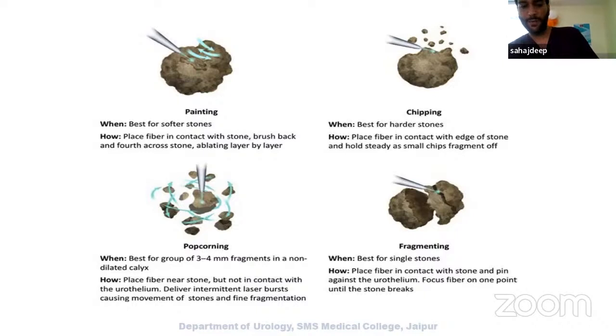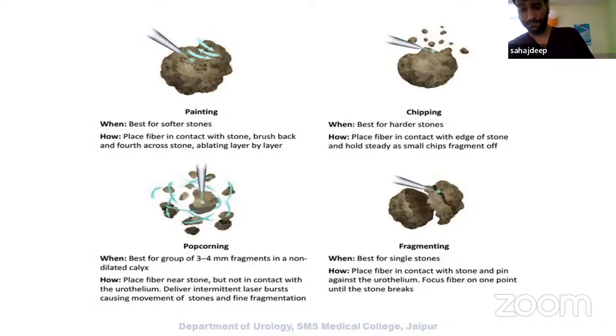Popcorning is best for stones of 3 to 4 mm in a non-dilated calyx. In this, we place the laser fiber near the stone but not in contact with the urothelium, and deliver intermittent laser bursts, which cause the movement of the stone and fine fragmentation and help us to achieve fine dust.